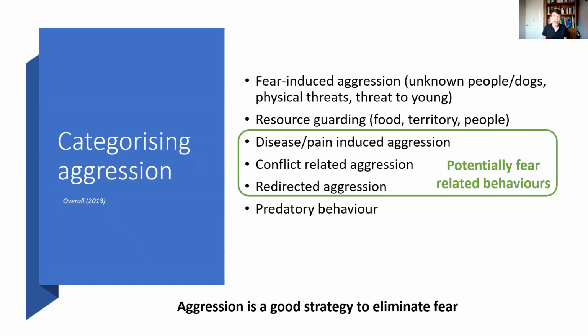Similarly, with pain or disease-induced aggression, someone's coming too close. Someone's making the dog feel uncomfortable. Someone's making the dog feel fearful. If the dog has a growl, a snap, or potentially a bite, that's probably going to make the person back off and go away. So it's a very successful strategy. It's successful because it puts that kind of fear onto the other person, gets rid of that person, and generally increases the distance between the dog and the threat, and makes them feel better and safer.